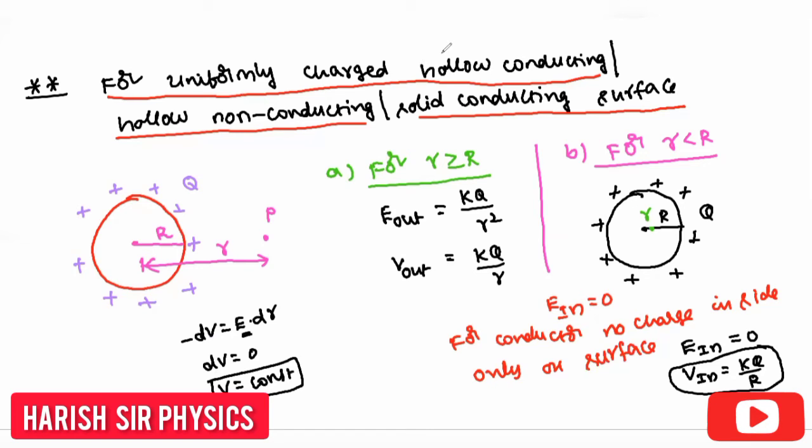If you draw the graph of electric field intensity versus R, this is the point distance R. So this is the radius R. Here is the electric field E. E is inversely proportional to R.